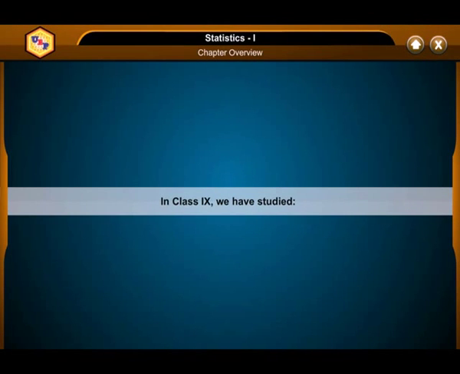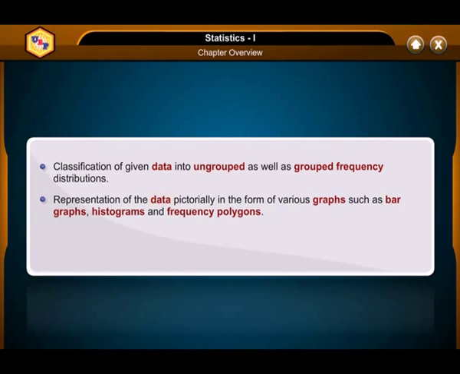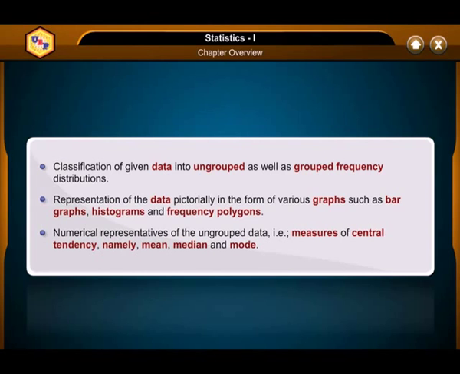In class 9th, we have studied classification of given data into ungrouped as well as grouped frequency distributions, representation of the data pictorially in the form of various graphs such as bar graphs, histograms, and frequency polygons, numerical representatives of the ungrouped data, that is, measures of central tendency, namely mean, median, and mode.